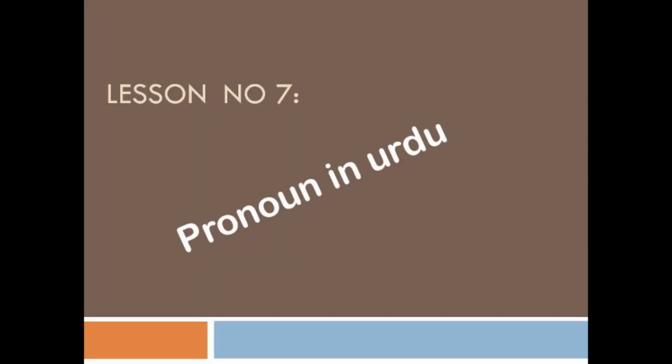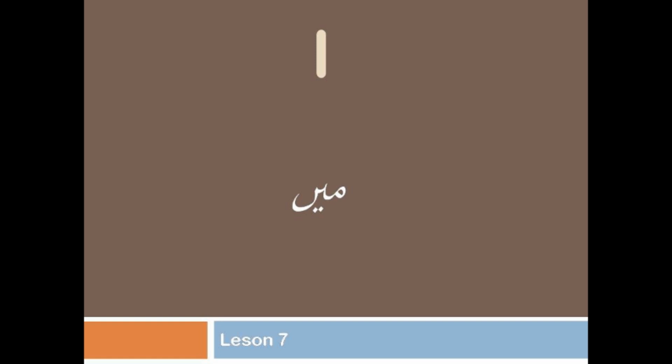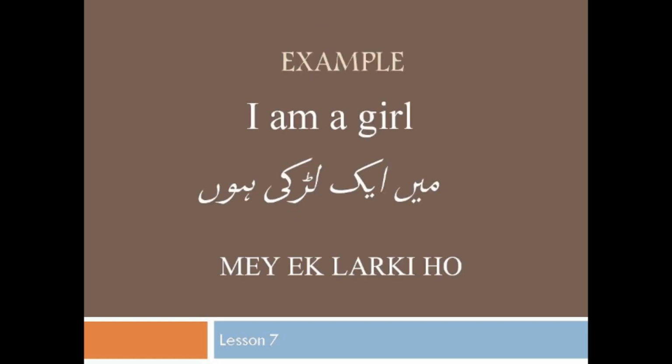Hope you're fine. Today we're gonna start our lesson number 7, which is pronouns in Urdu. So we're gonna do our lesson. Let's start it. So first pronoun is I, which means मैं in Urdu. Repeat after me. मैं. For example, if you wanna say I am a girl in Urdu, you will say मैं एक लड़की हूँ.